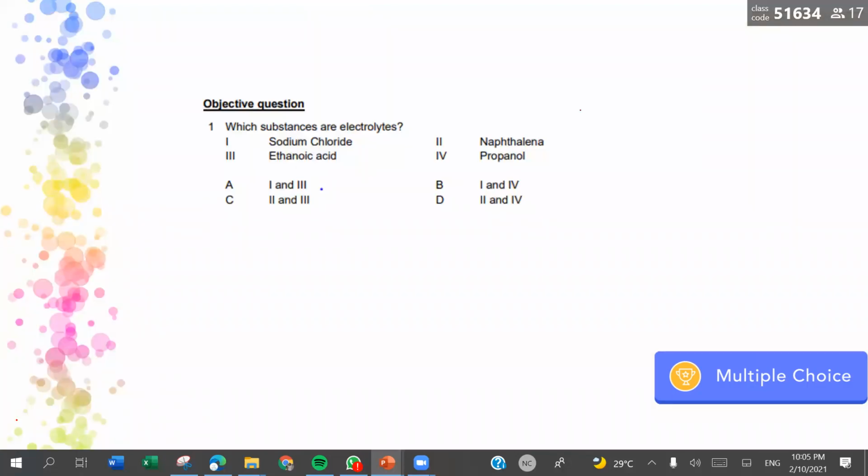Okay, let's do a very quick one, then I'll let you go. Which one are electrolytes here? Quickly. Which substance are electrolytes? A. Very good. A, all right.